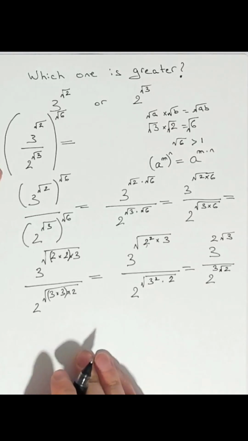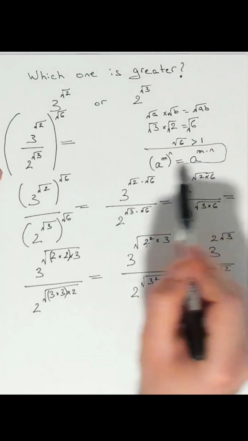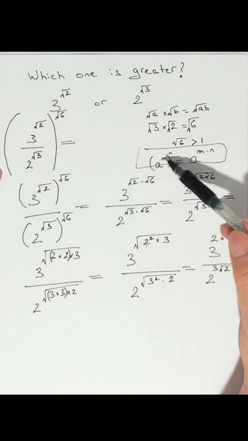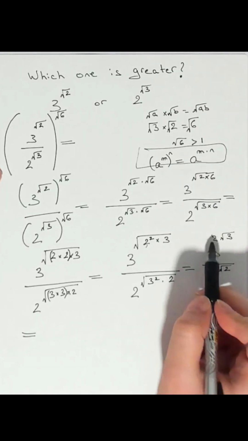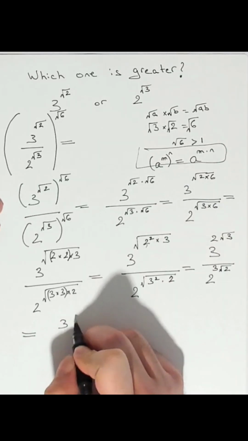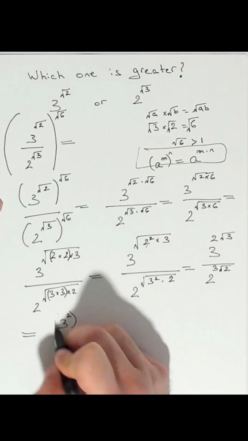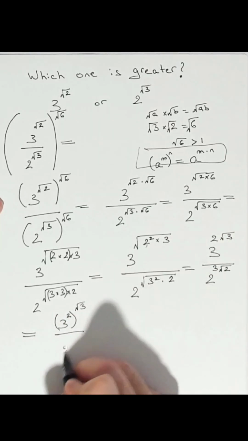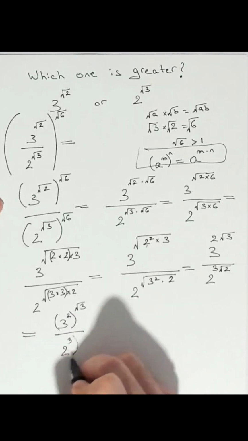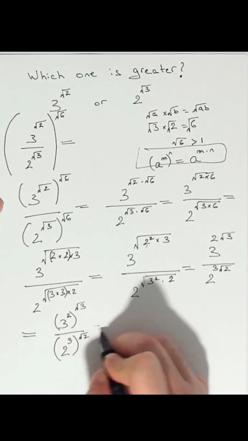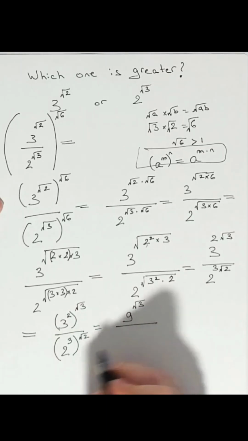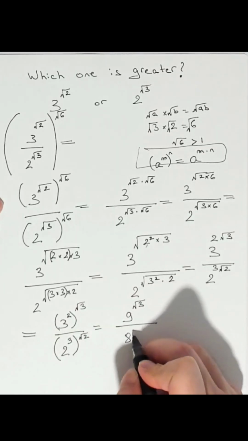Again, we will use this formula here, this time in reverse. We have a to the power mn, which is equal to a to the power m, all to the power n. Let's apply it. This will be equal to 3 to the power 2, to the power radical 3, divided by 2 to the power 3, all to the radical 2. 3 to the power 2 is 9, and to the power radical 3. 2 to the power 3 is 8, which is raised to the radical 2.